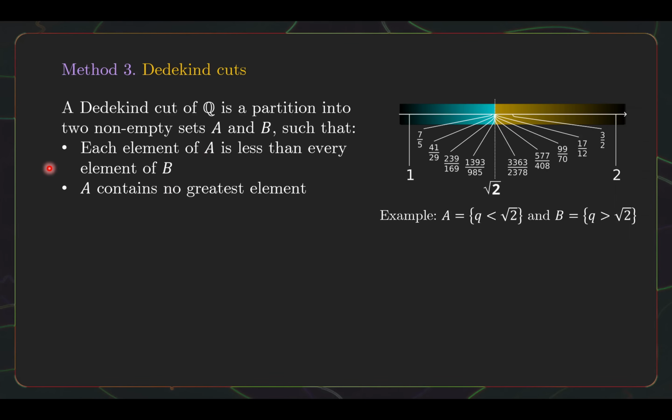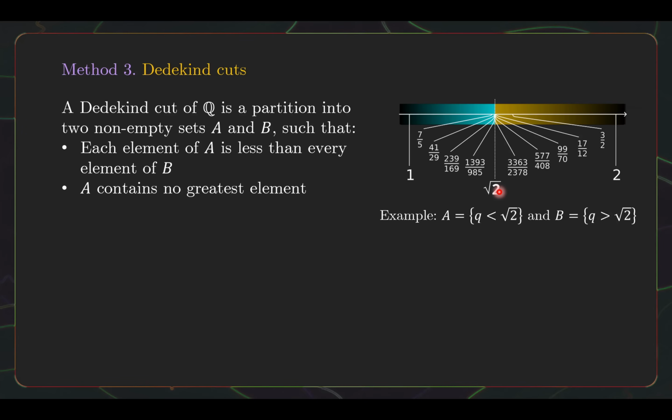And this is what the first condition is saying: every element of A is less than every element of B. So I want to cut my rational numbers into a left side and a right side, where left and right are non-empty. So for example, over here, I have made a cut at square root 2.